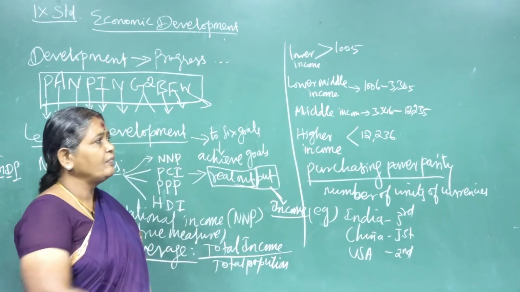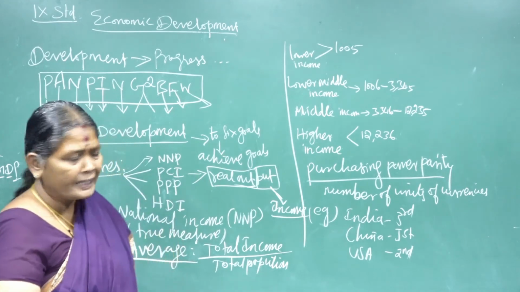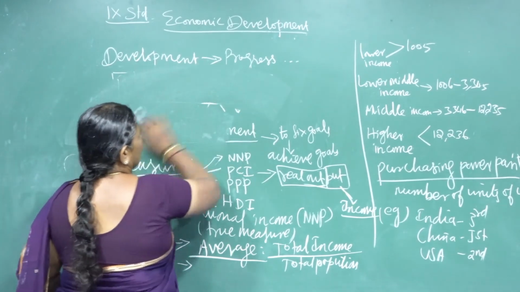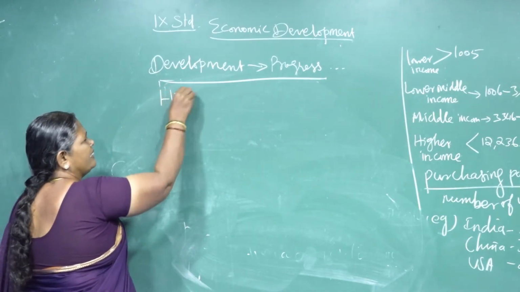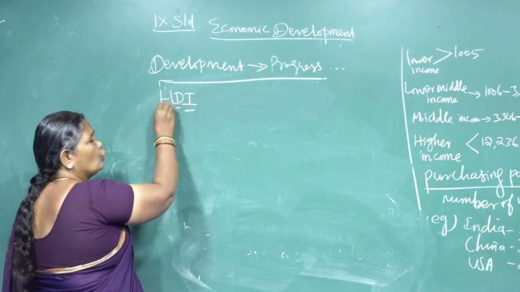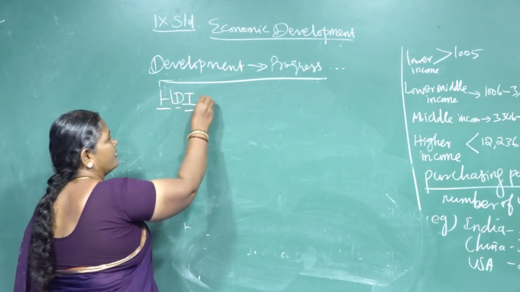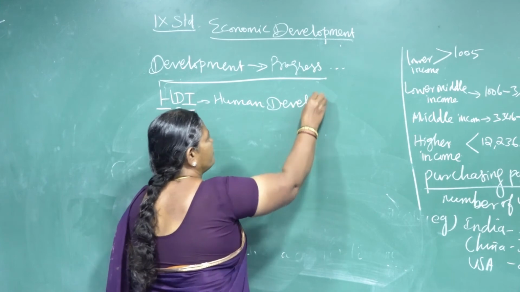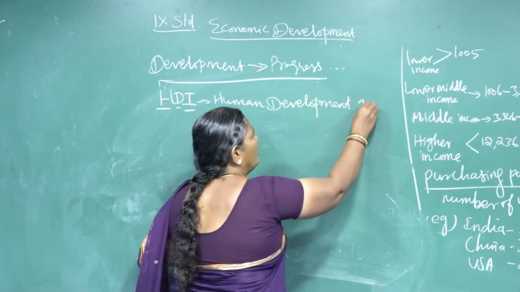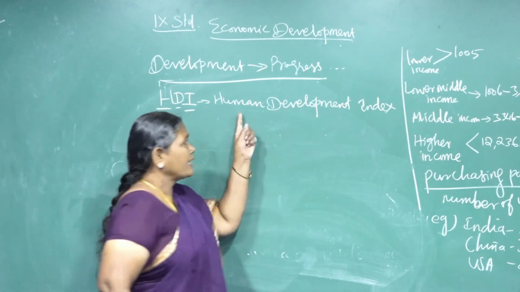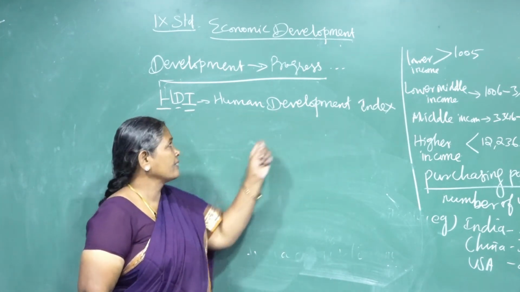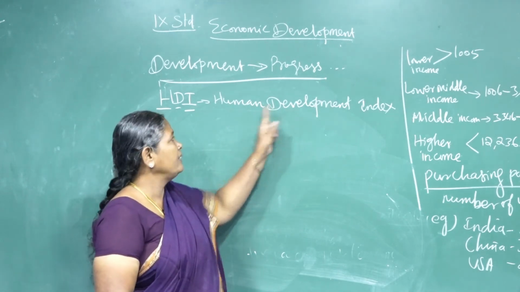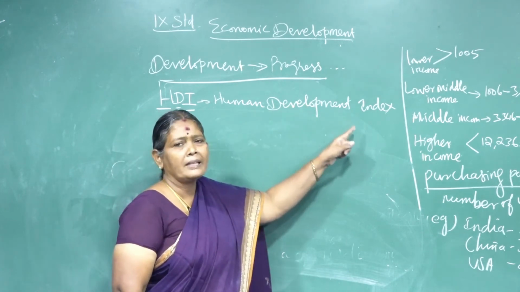Next, children, we are going to see another topic. This is HDI, Human Development Index. What is called Human Development Index? All-round development of human beings or the population is called Human Development Index.